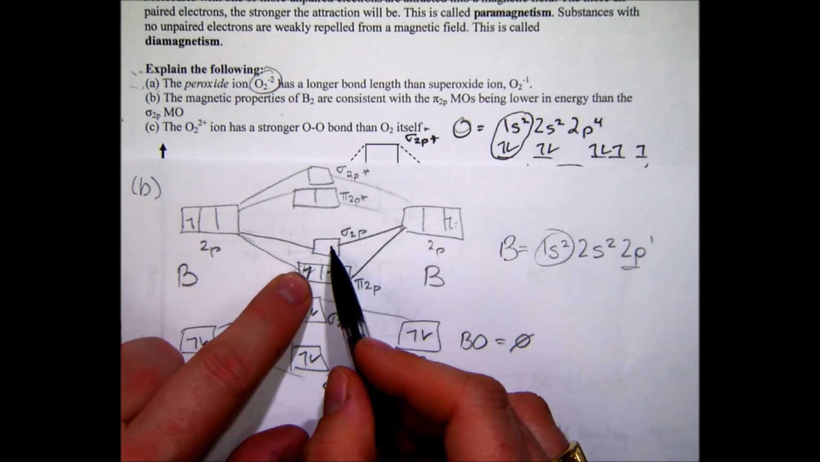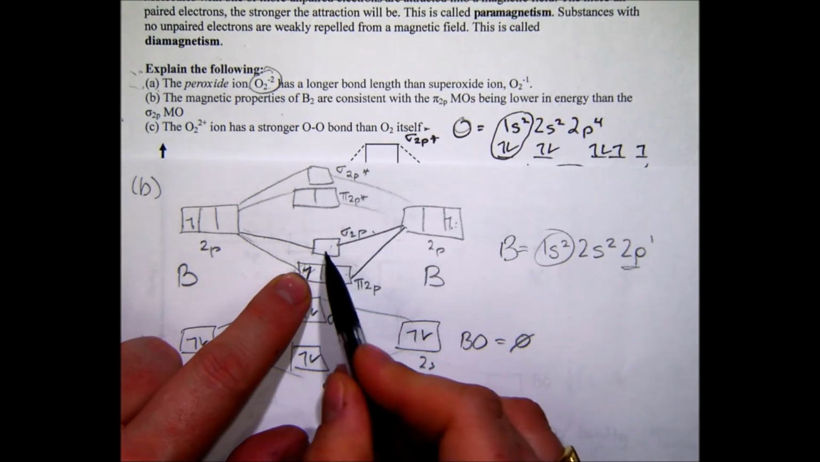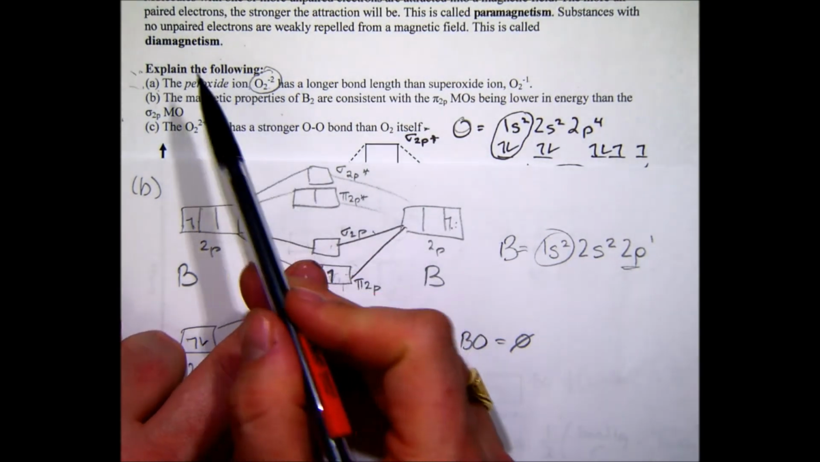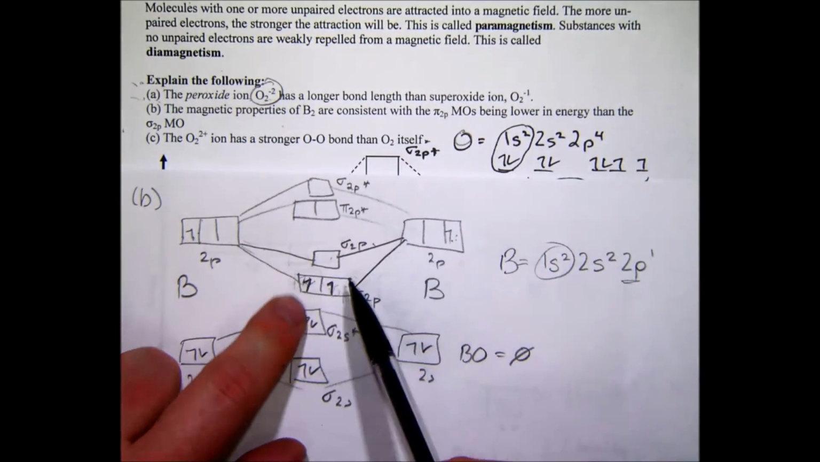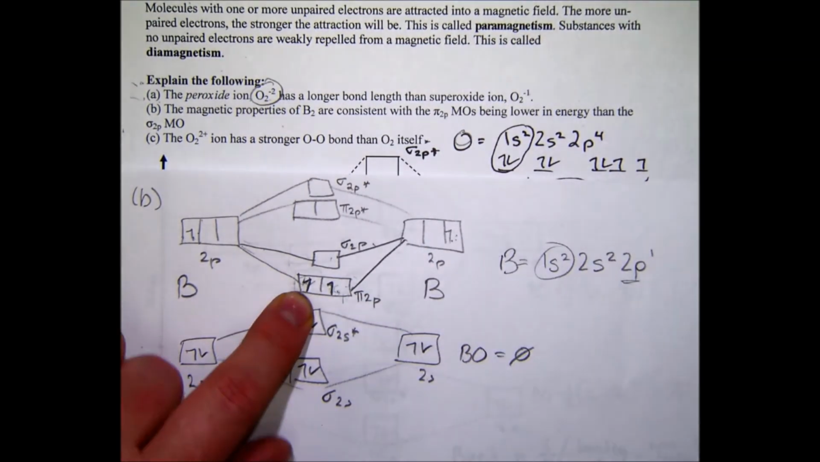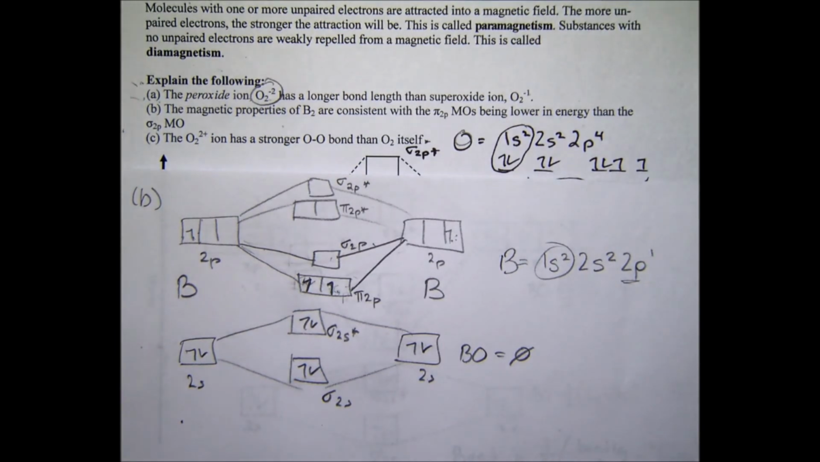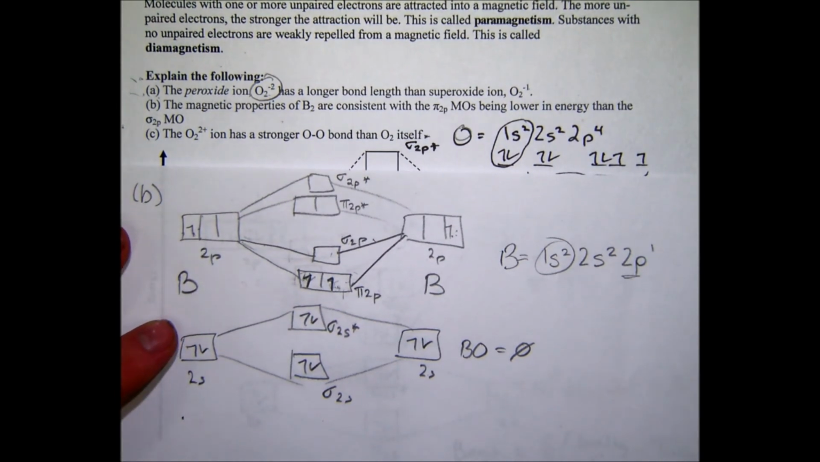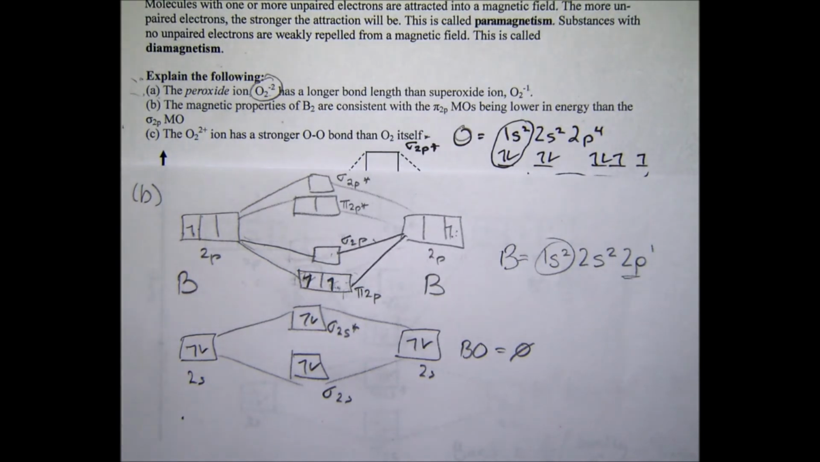At this level, it's just that we're looking at the magnetic behavior. So if sigma 2p was lower, we would see it paired up. It would be diamagnetic. But because they're unpaired, it is paramagnetic. So to answer this question, we simply explain that in words and say that if the pi 2p is lower in energy, we end up with a paramagnetic material, and if it was the way that we would normally draw it to start with, it would be diamagnetic. So that is part B.